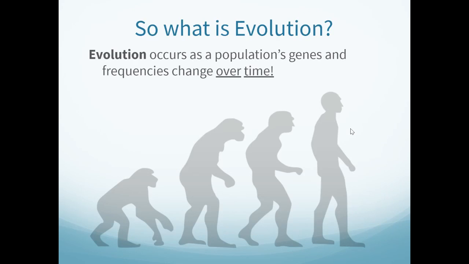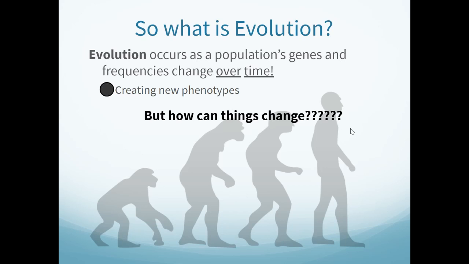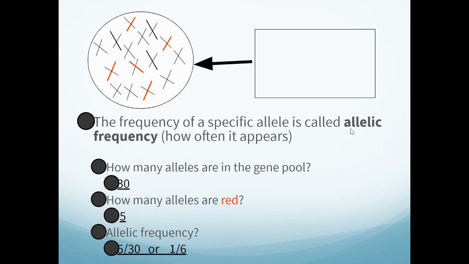Now, what is evolution? Well, it's going to be a change in a population's genes and frequencies over time. This is what can create new phenotypes. But how do those things change over time? Well, we can see the frequency at which a specific allele appears in the population is known as the allelic frequency. So how many alleles do we find in this gene pool?